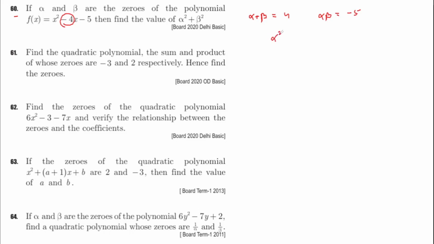Okay, now we need to find the value of alpha square plus beta square. This is nothing but alpha plus beta whole square minus 2 alpha beta, right? Then in place of alpha plus beta, put 4 square, minus 2 into alpha into beta, which is minus 5. So 16 plus 2 into 5 will be gained. Now this is 26. So the value of alpha square plus beta square will be 26. Okay. Now let's move to question number 61.